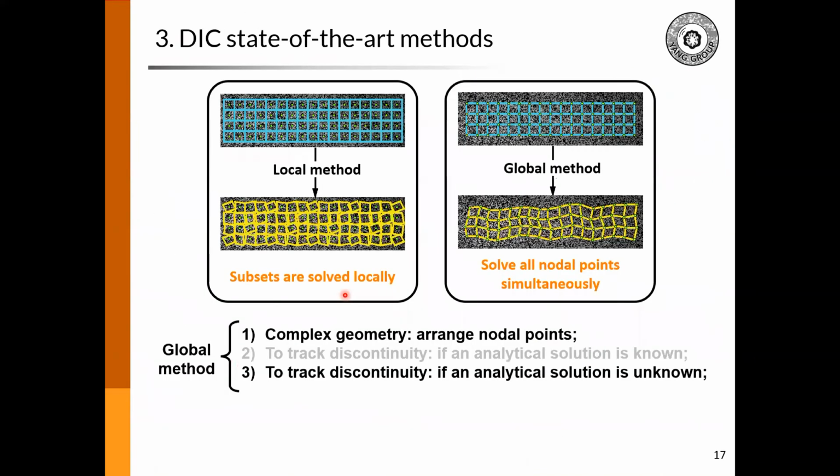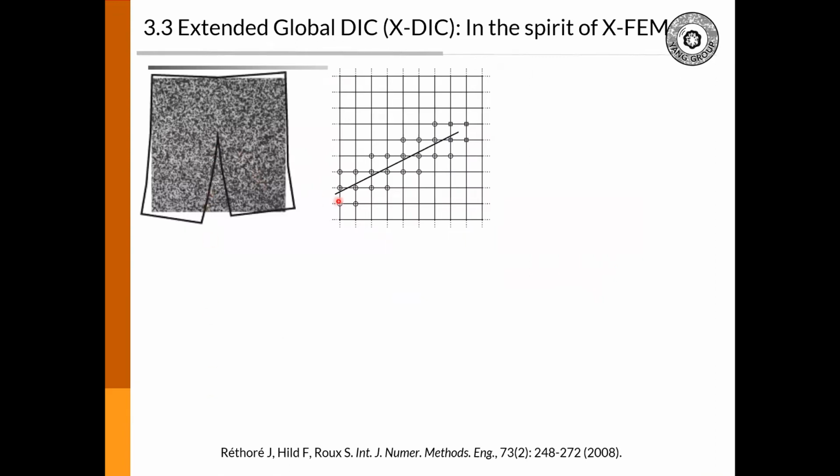But more generally, there can be quite a complex geometry or situation, and you don't know the analytical solution, right? So for the global method, you can still improve it to track those problems. So for example, you have some crack here, and you have some mesh. This is the finite element mesh, also your DIC mesh. And there's the crack here. You see there are some elements that have an interaction with this crack.